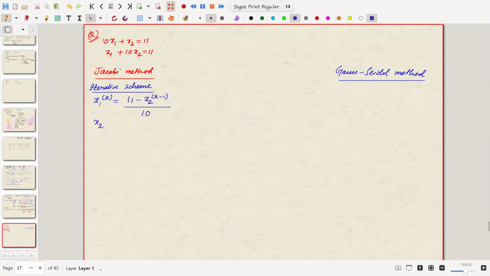Then x2 at the kth iteration is equal to, tell me, 11 minus x1 at, I told you, the Jacobi method prefers old values. So the old value is this one, k minus 1, divided by 10.